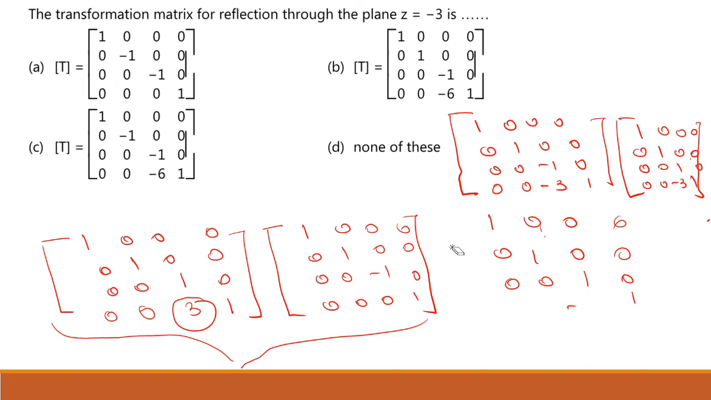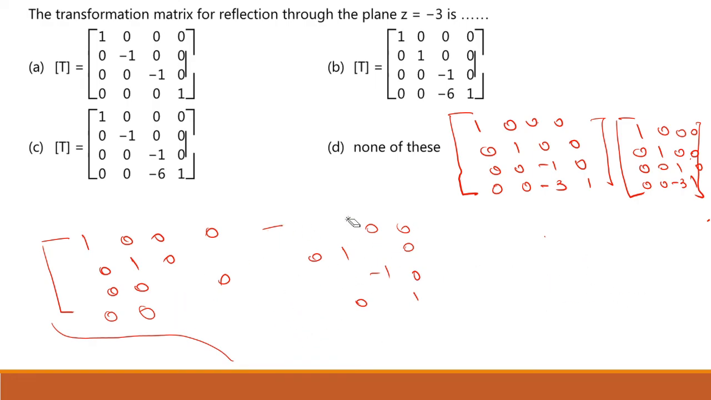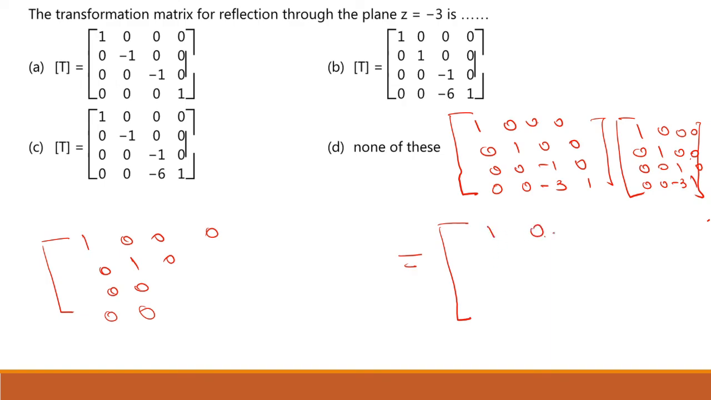After this, we have to multiply these two matrices, and that will be our final answer. So let us perform that multiplication here. This is equal to 1, 0, 0, 0, 0, 1, 0, 0, then 0, 0, -1, 0, then 0, 0.